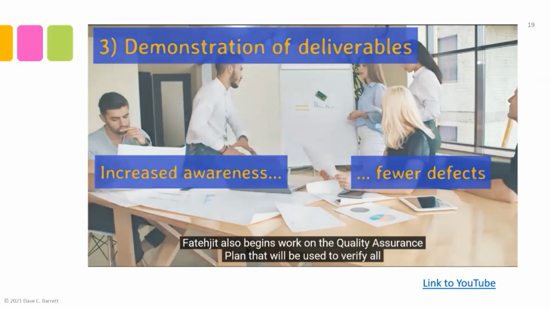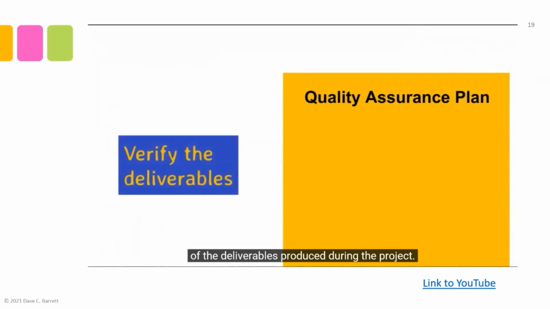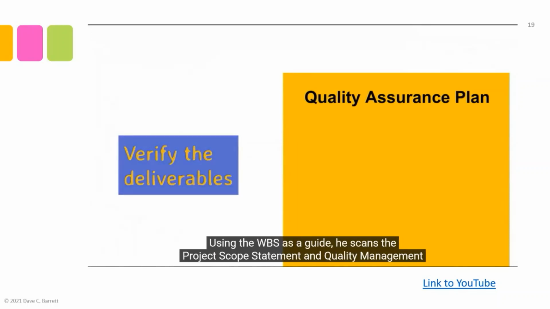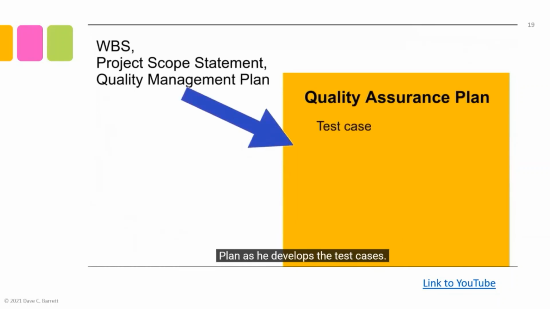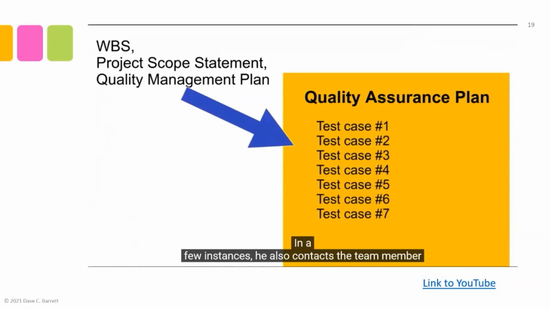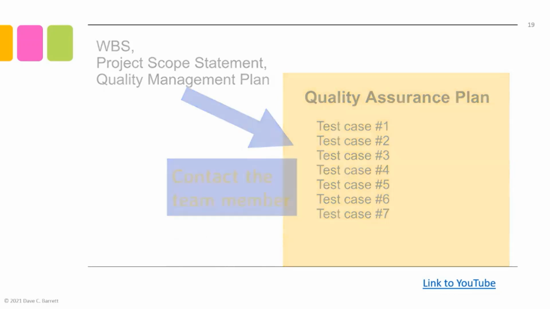FattyJet also begins work on the quality assurance plan that will be used to verify all of the deliverables produced during the project. Using the WBS as a guide, he scans the project scope statement and quality management plan as he develops the test cases. In a few instances, he also contacts the team member responsible for the deliverable in order to clarify his understanding.